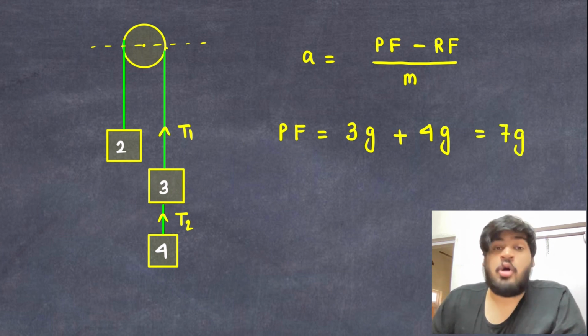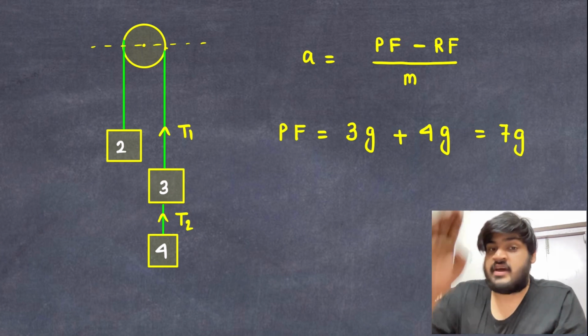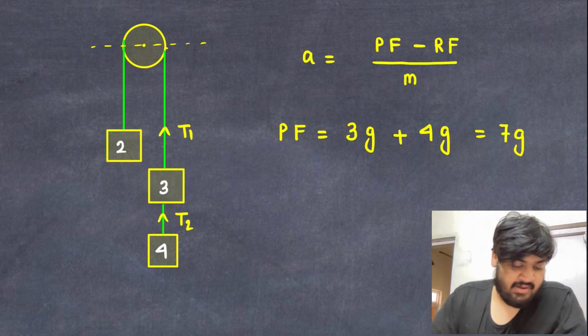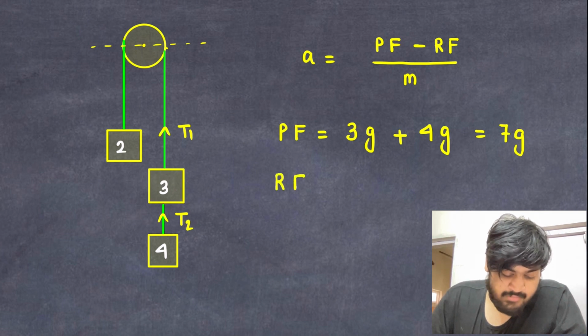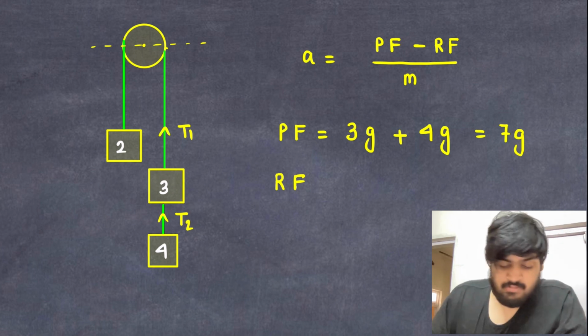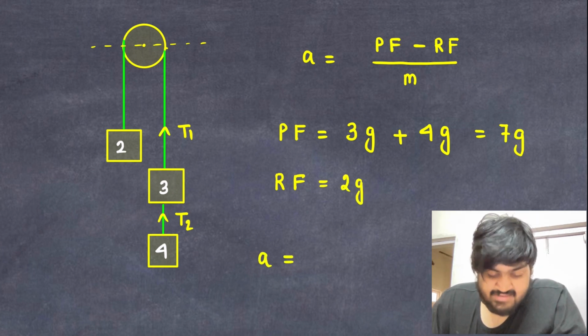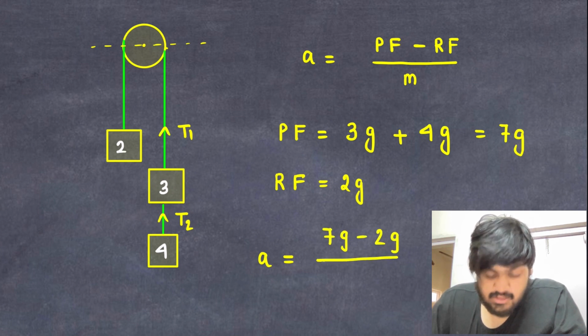Okay, now all the blocks that are moving towards the pulley will give the resisting force, right? So the resisting force will be provided by this 2 kg block and it will be nothing but equal to the weight of the block, so this will be equal to 2g. So on putting, the acceleration comes out to be 7g minus 2g divided by the total mass.